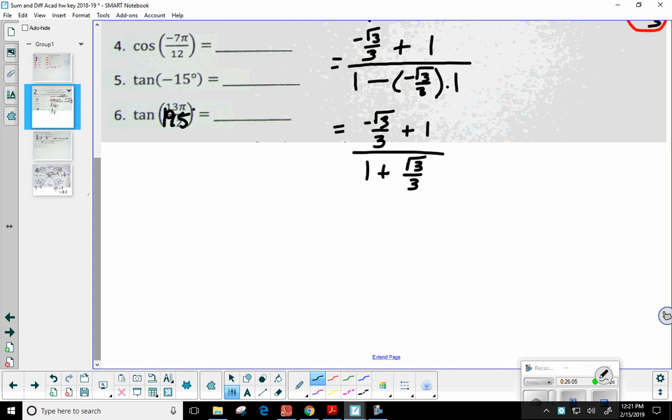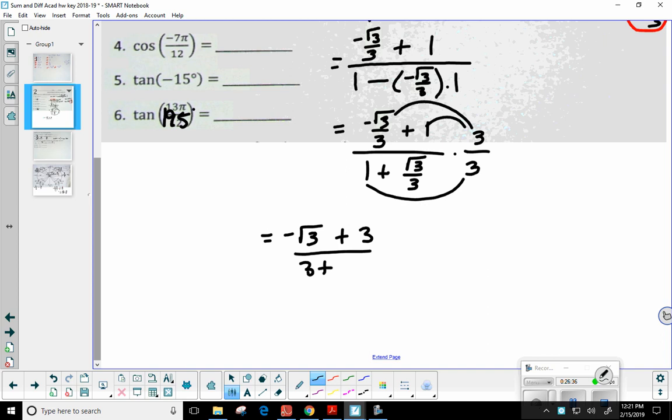There you go. The denominators are both 3, so why don't I just multiply by 3 over 3? Again, I'm just multiplying by 1. I'm not changing its value. I'm just making this problem a lot easier for us to work. Okay. So what would 3 times negative square root of 3 over 3 give me? Negative square root of 3, right? Because those 3's would cancel. Okay. And then 3 times what? So plus 3 over. Now we distribute here. Well, that would give me 3 plus square root of 3.